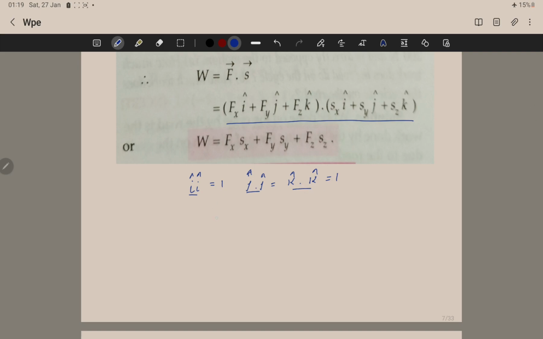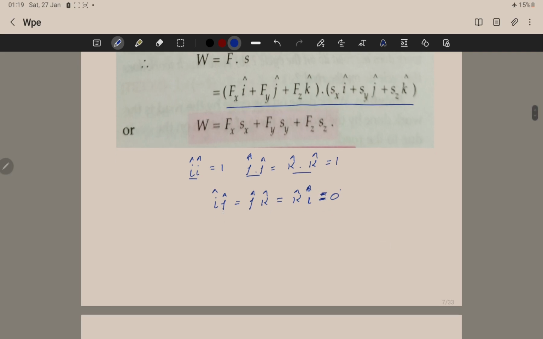And if directions are perpendicular, like i cap and j cap, like the x and y directions, so they both are perpendicular. So i cap, j cap, k cap are perpendicular to each other. Therefore, the angle becomes 90 degrees. So cos 90 becomes 0. Therefore, their dot product will become 0.